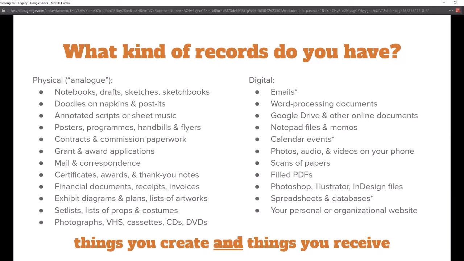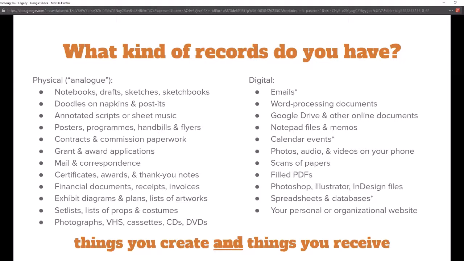PDFs that you have filled out for things like applications, audio and video and photos on your phone, pictures of documents that you've signed and taken a picture of with your phone, events in your calendar, that is a record. Notepad files, memos, notes to yourself, Google Drive documents, complicated things like Photoshop or three-dimensional modeling files. Those things are complicated, but they're still records. Your website, of course, is a record.